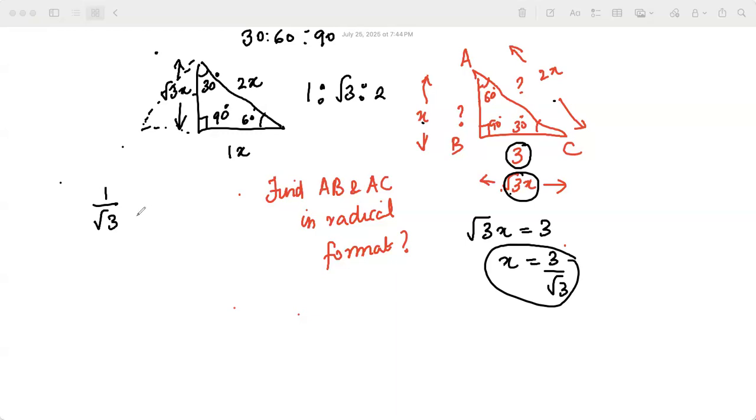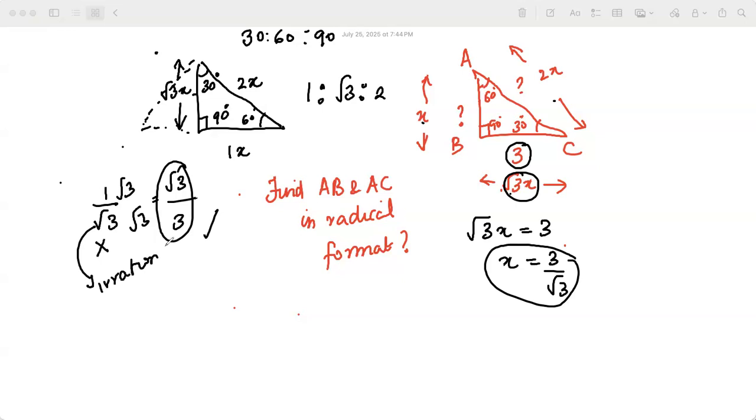How do you rationalize it? Multiply the same thing. You get root 3 by 3. This is an accepted answer. This is not accepted because you have an irrational denominator. You have to rationalize denominators in radicals. You will have to rationalize your denominator here. So this is the acceptable answer.